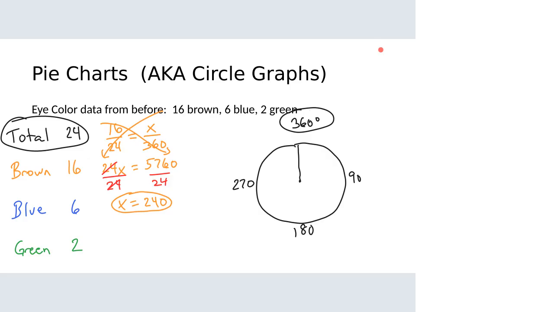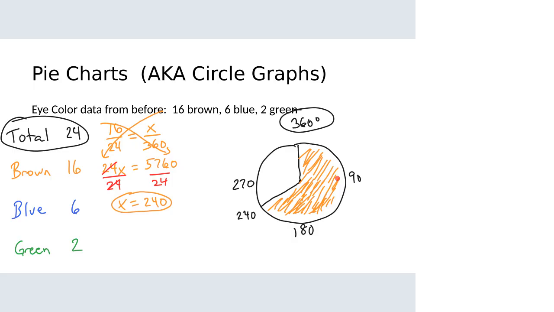We don't have to be perfect here. If I want to go around to wherever 240 would be, that's going to be, let's see, somewhere about right there. And if I label it 240, that's just fine. Doesn't have to be perfect, but this is the 240 degrees that I am giving to brown eyes. So, all right, there we go. We've made that part of our pie chart.